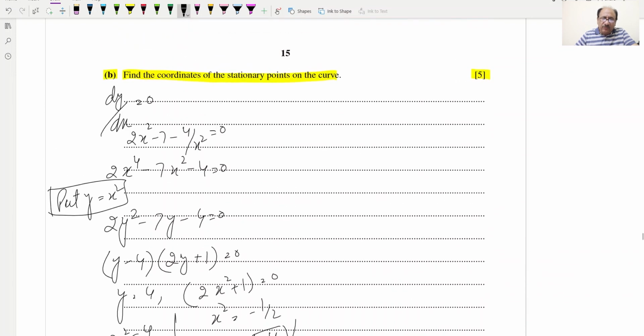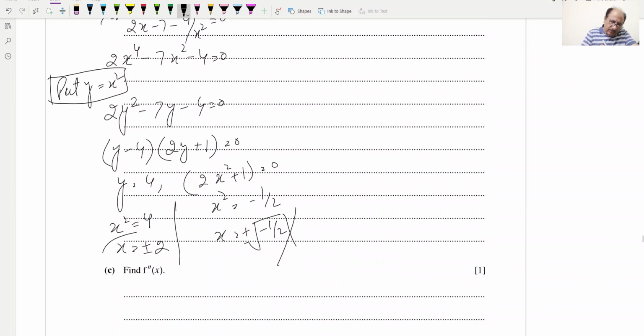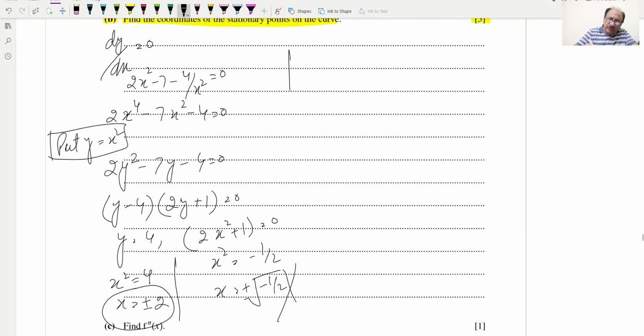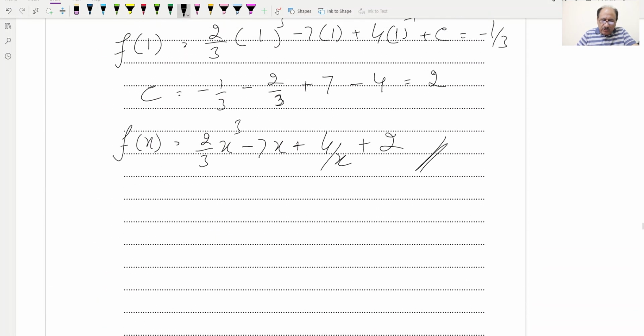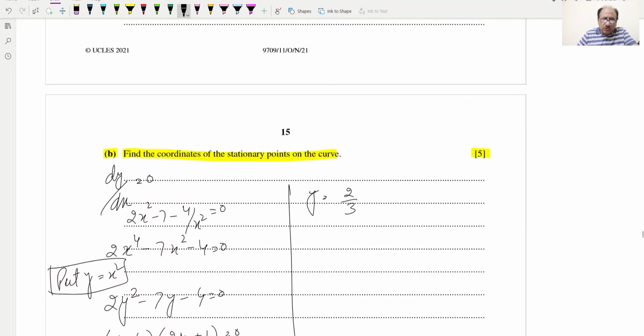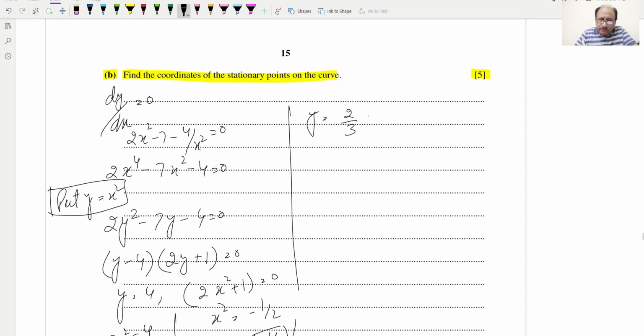Our answer, when we replace these two x values, plus 2 and minus 2, for the y value, we will replace in the equation. We got the integrated equation in the previous part over here, this one. So we are replacing in this equation: 2 over 3 x cubed minus 7x plus 4 over x plus 2. This was the equation. Now we can replace at x is equal to 2.